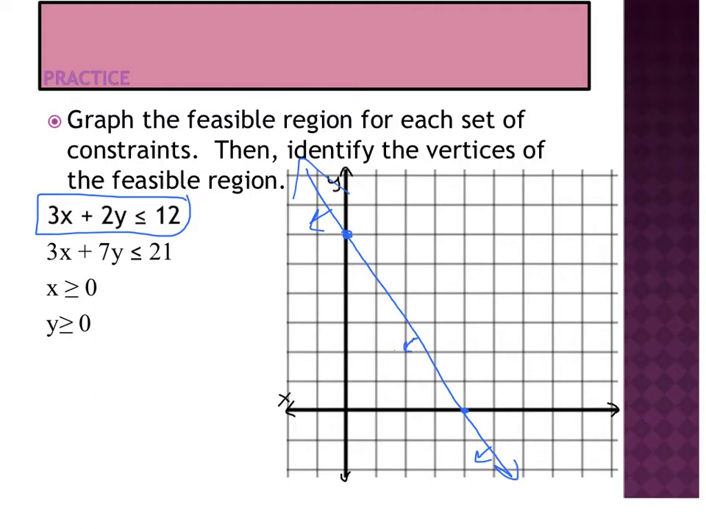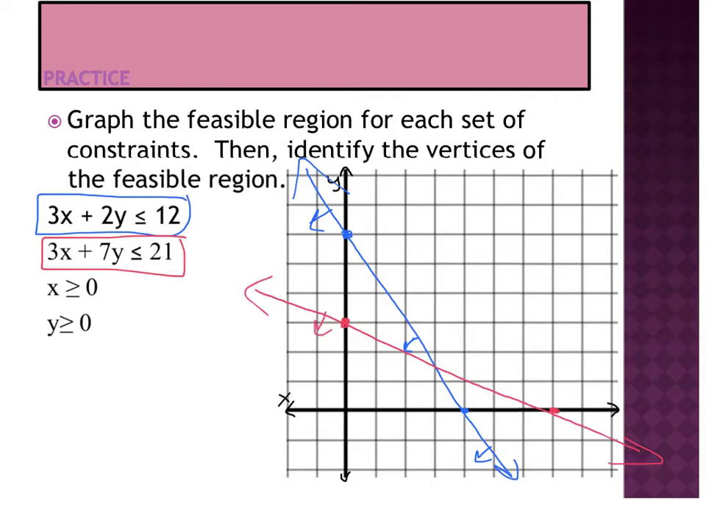That's a little better. Let's go with the red marker next. Once again, we can use the cover-up method, so let's cover up the 7y. We have 3x equals 21, so we get x equals 7. And we'll have y equals 3. 7y equals 21. Divide by 7, we get 3. Excellent. And it's less than or equal to, once again, so we're going to be on this side.